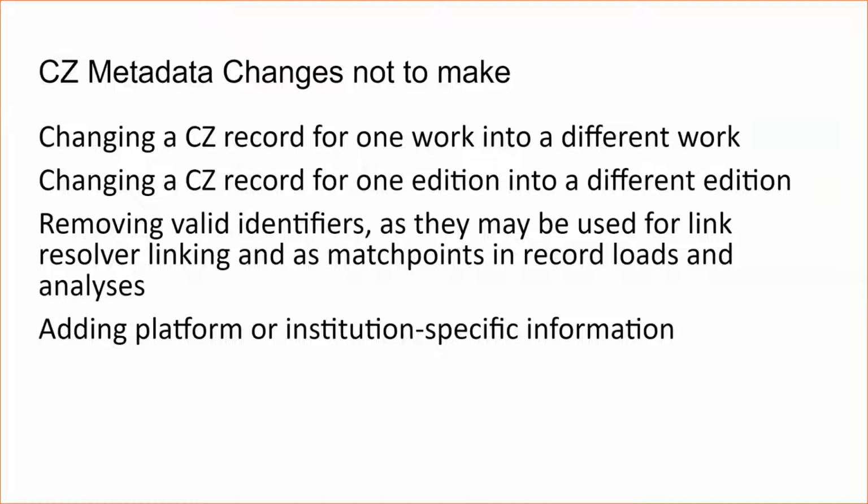Along those same lines, you don't want to change a CZ record for one edition into a different edition because all the other libraries were using it to represent the original edition. And by changing it, you've disrupted all their catalogs too. You also don't want to remove valid identifiers such as ISBNs or control numbers or other good values, as they may be used either for link resolver linking or just as match points or as ways people check to see what record is this, what should I know about this? So don't remove good identifiers as other people may be using them.